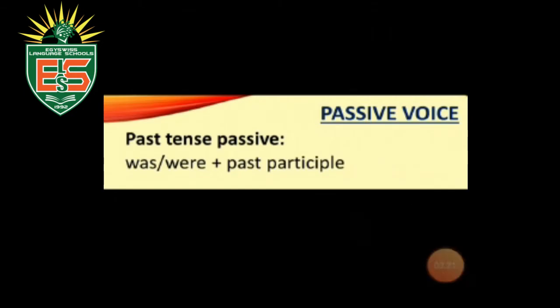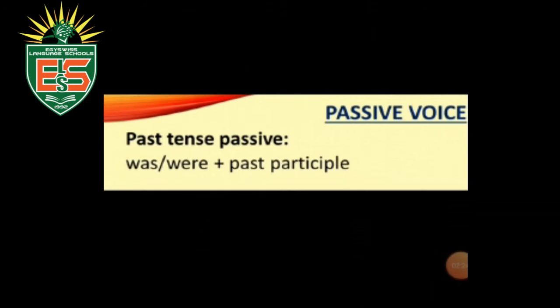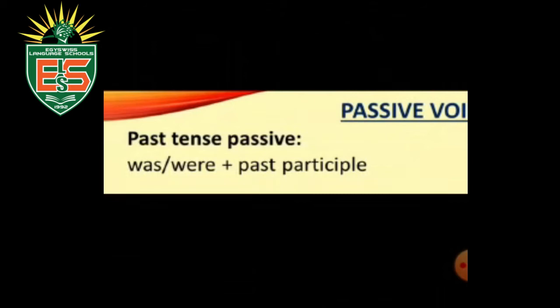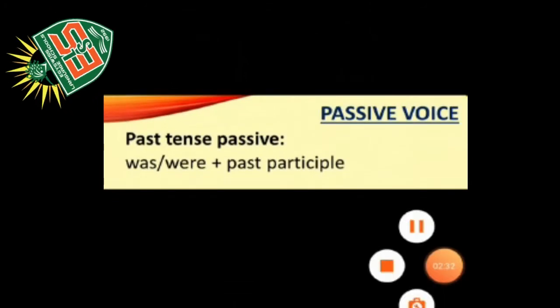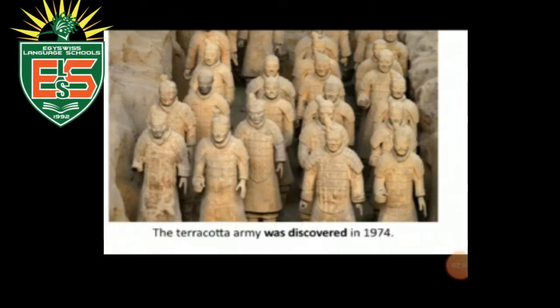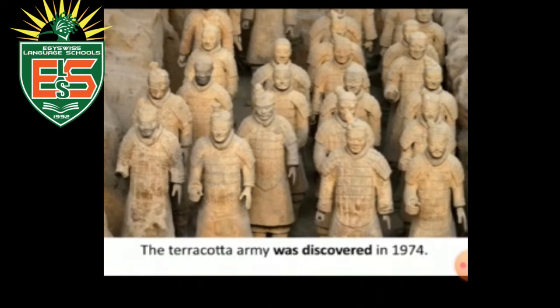So let's guess the rule together. Subject, after that, was or were, and the past participle. Was or were plus past participle. Let's have another example. The Chauvet cave was discovered in 1974. So the Chauvet cave is here at the beginning of the sentence. After that was, and after that the verb in the third shape, which is the past participle, and the rest of the sentence. I want you to notice here that this sentence doesn't say who discovered it. Maybe it's not important, or they don't even know who did it.